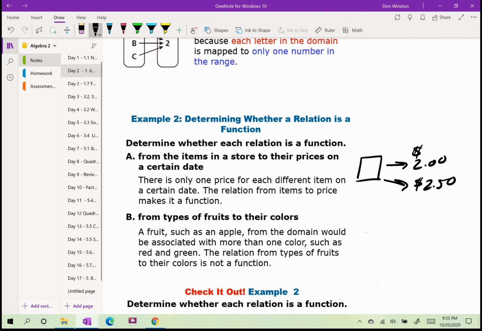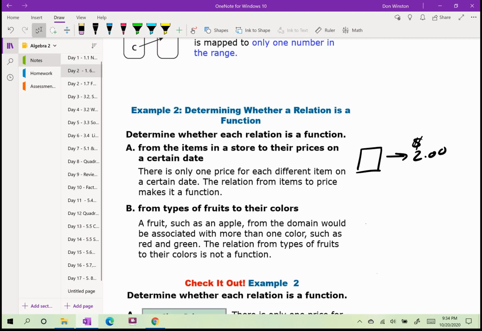Something is wrong there. Hey, wait a minute. I just spent $2 for that box of Cheerios. Why is it $2.50? Okay, so that would be a function, as long as one box of Cheerios only goes to one price. You certainly hope that would be a function. You would not want the same box of Cheerios to go to 2 different prices. So each item only goes to one price. That's a function.